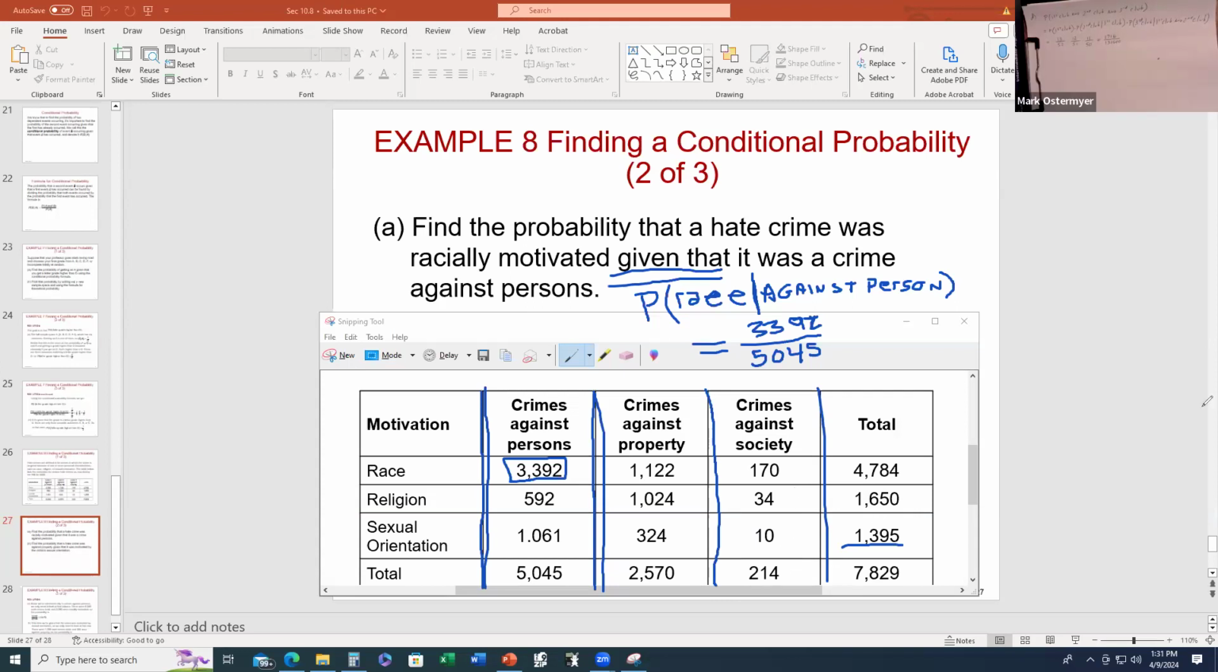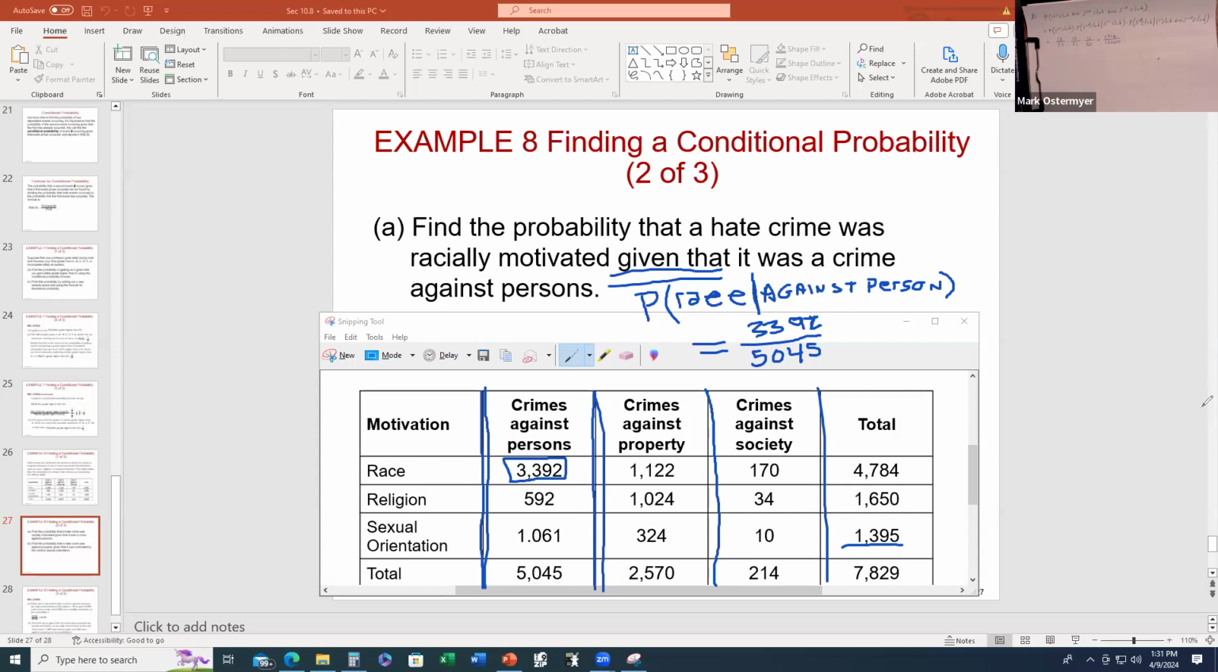Okay. Now listen to this question. What is the probability that a crime was racially motivated and against society? Listen to that again now. What is the probability that a crime was racially motivated and against society? 170 over 4,784. All right, let me say that question one more time. What's the probability that a crime was racially motivated and against society?